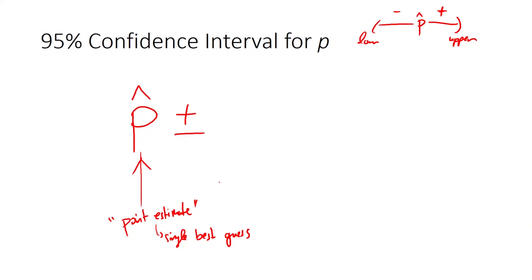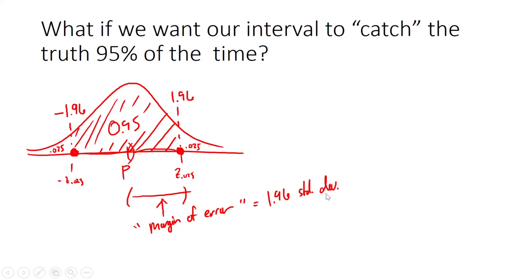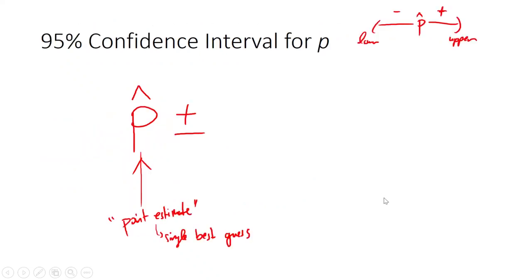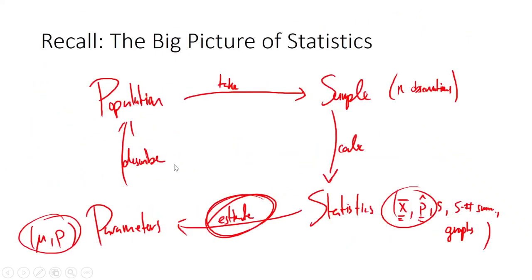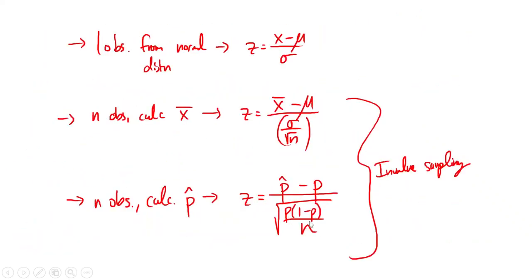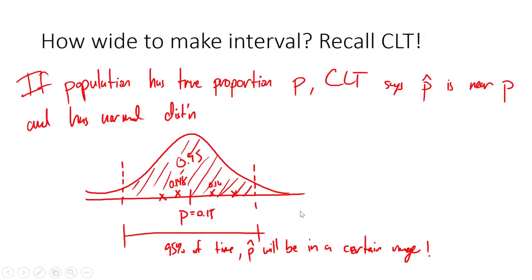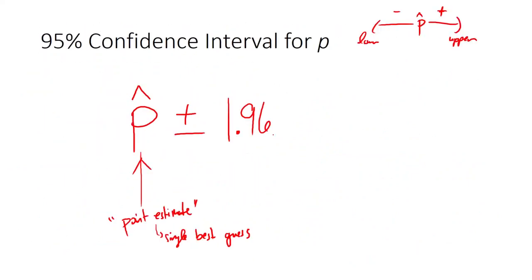Now, what are we going to add and subtract? We're going to give ourselves 1.96 standard deviations. Well, what's the standard deviation of a proportion? That's where the central limit theorem comes in, way back here. It's that square root thing. It's that nasty square root mess. That's the standard deviation.